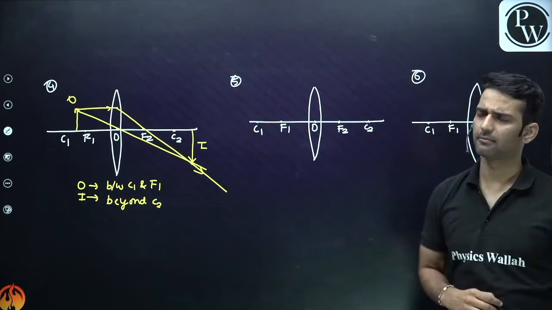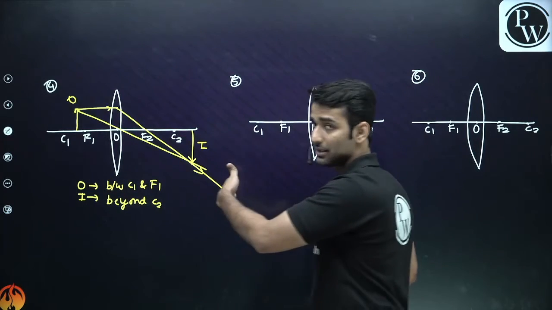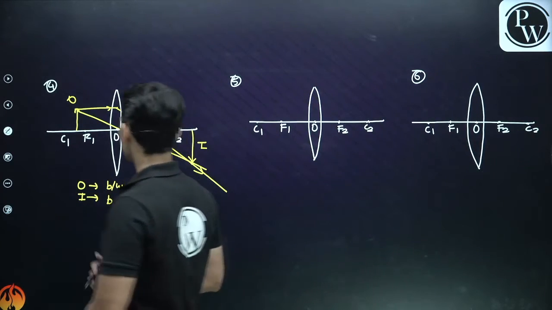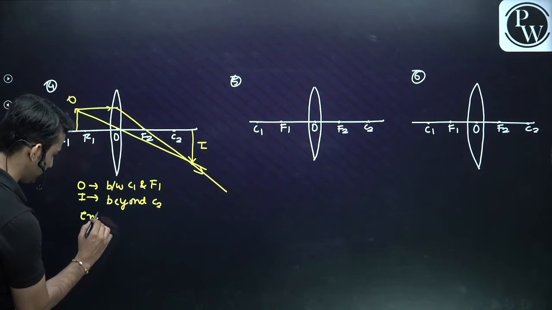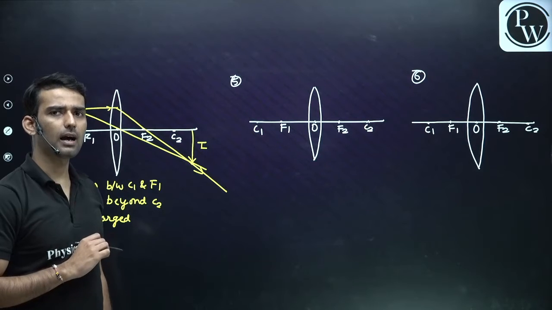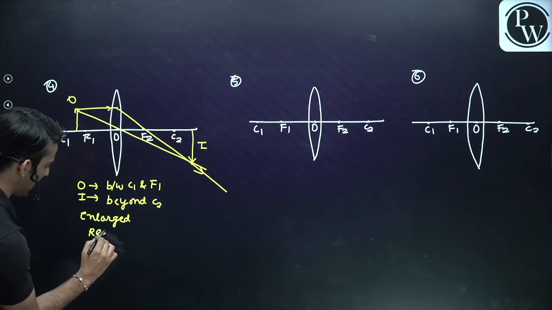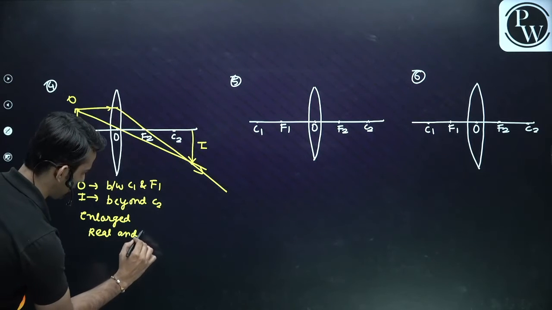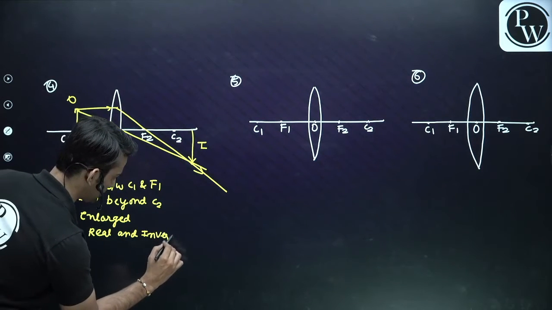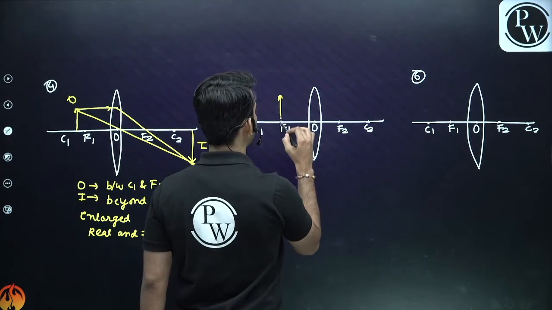And how is the size now? Is it enlarged? Obviously yes. Object is smaller and image is large, right? So it will be enlarged. What about the nature? Are they actually meeting? Yes. Nature will be real and inverted. How is the nature, guys? Real and inverted.